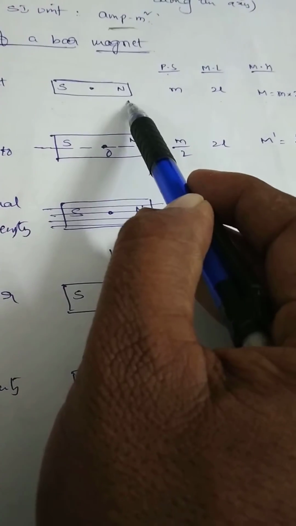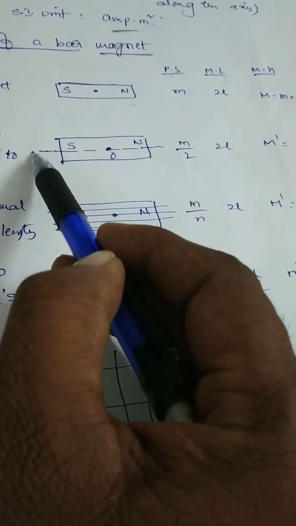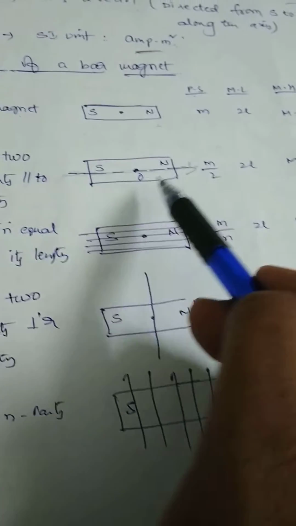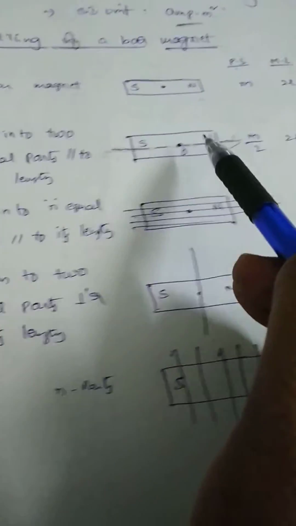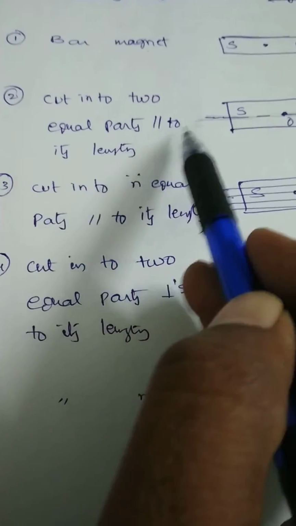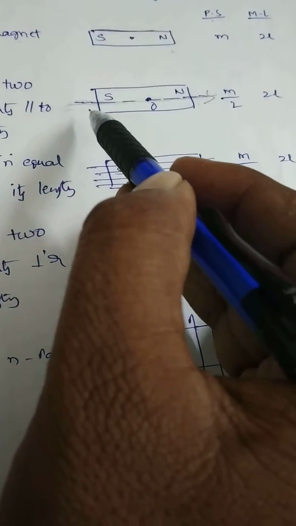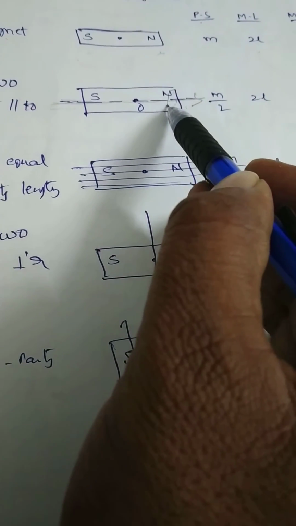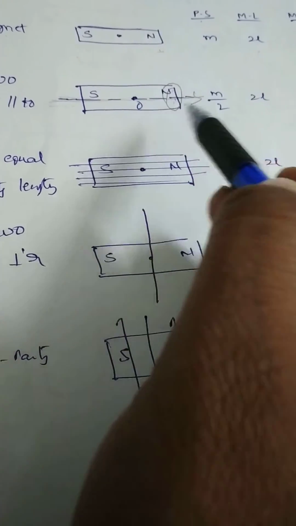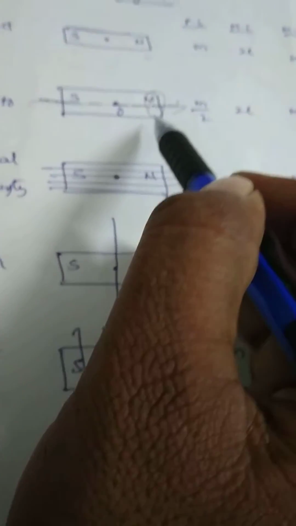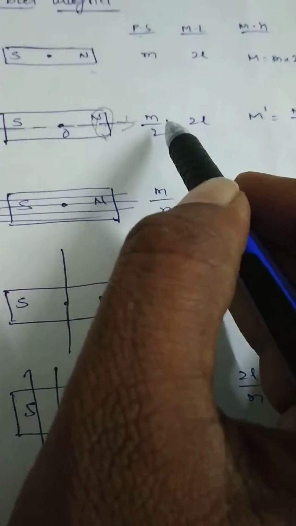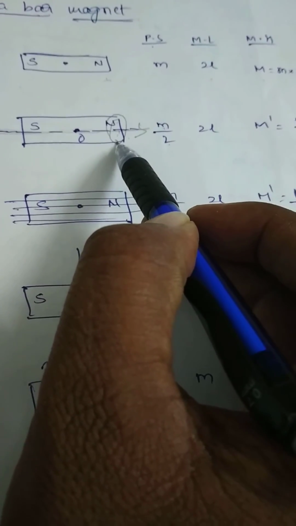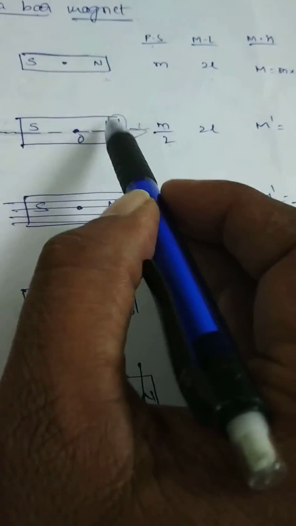Let this bar magnet be cut into two equal parts like this. If it is cut into two equal parts parallel to its length, while cutting the magnet along the axis, the area of cross section of the pole becomes half. Area half means pole strength also becomes m by 2, because pole strength is directly proportional to the area of cross section of the pole. Length of each part is the same.